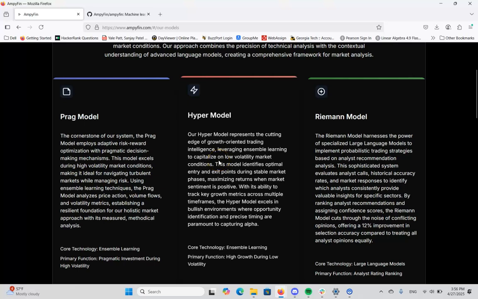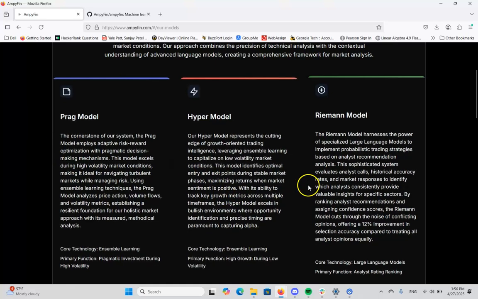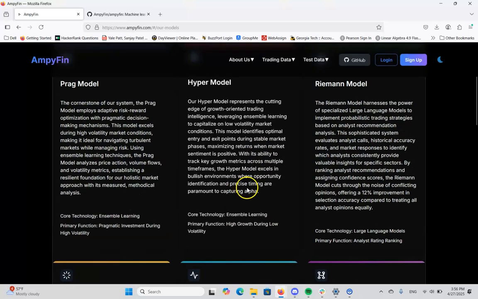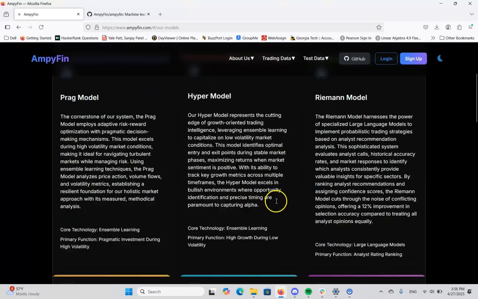Our Hyper model is more for high growth. So most of the time our Hyper model takes over the Prague model because the bull market is longer than the bear market in general. But yeah, the Hyper model is trained during low volatility but upward growth bull markets. So between different market crashes, that's what the Hyper model was trained under.